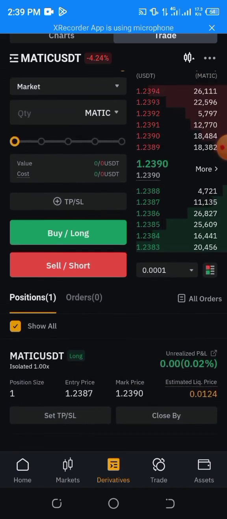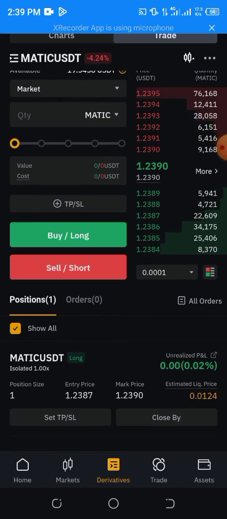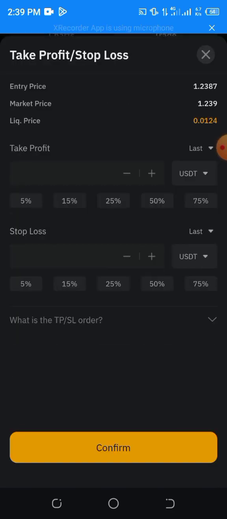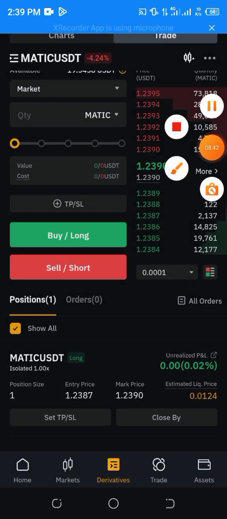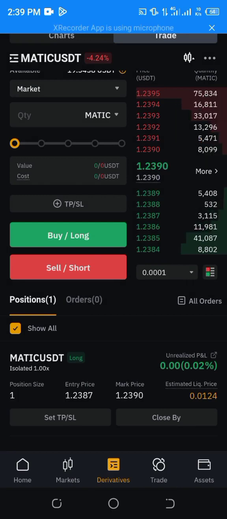Now I want to put my take profit or stop loss on the trade. I could have done this before entering the trade. I actually advise you do this before entering a trade. So I'll click on set TP. Let me show us where I'm going to for this.